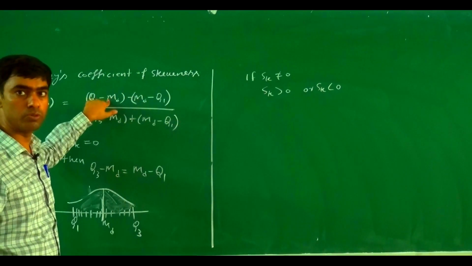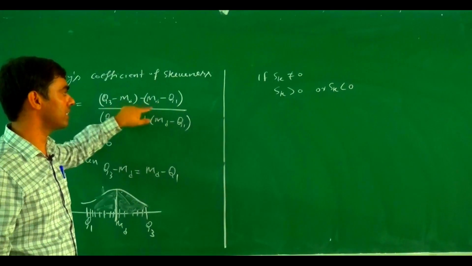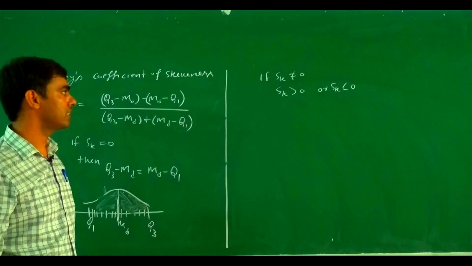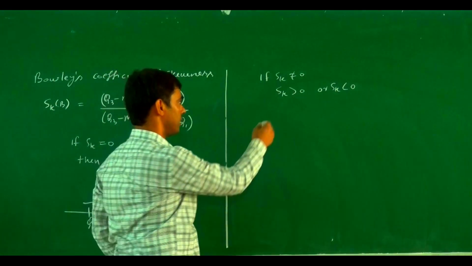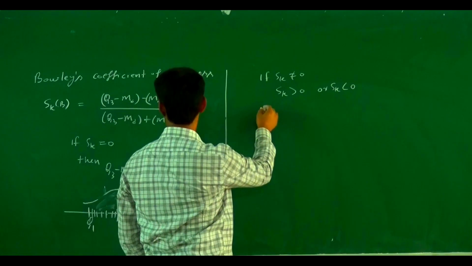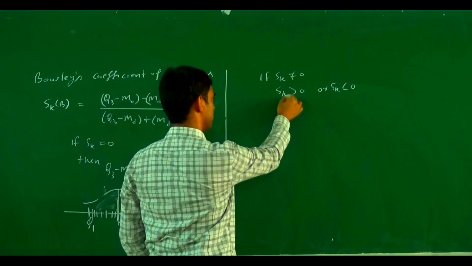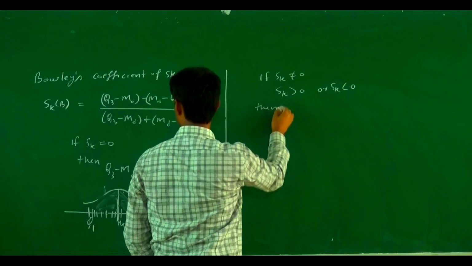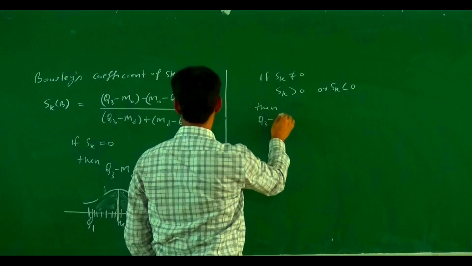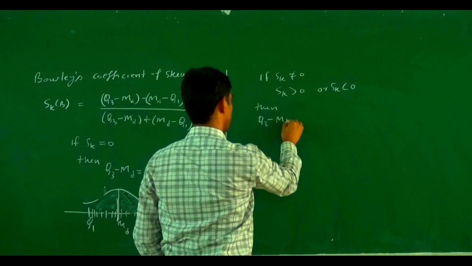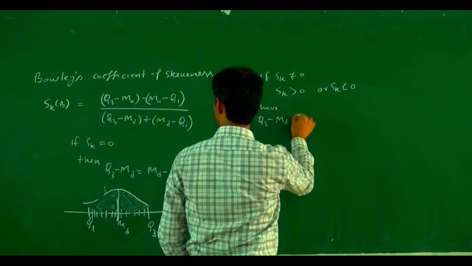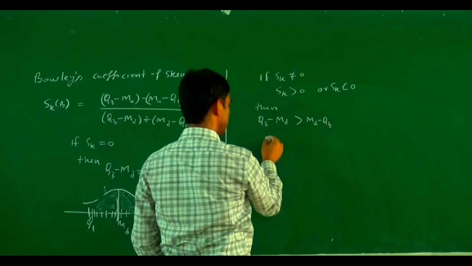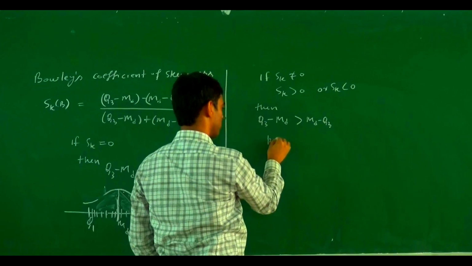What is the difference of these two? If the difference is greater than 0, then Sk is greater than 0. If the difference is less than 0, then Sk is less than 0. So if Sk is greater than 0, then Q3 minus Md is greater than Md minus Q1. And in this case, we say that it is a positively skewed curve.